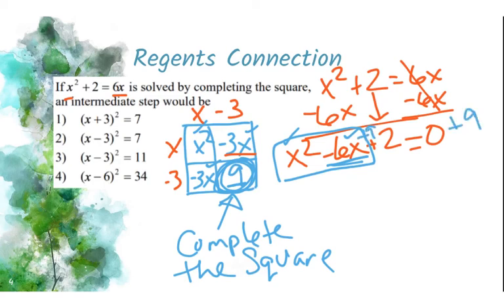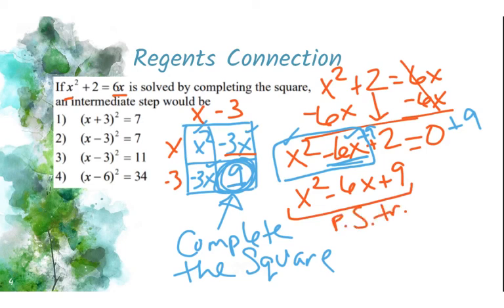A lot of people want to then say 9 plus 2, but I'm not doing that. I'm keeping the perfect square trinomial separate. So let me just write that out. X squared minus 6x plus 9. Look at that, I got my perfect square trinomial. And now I'm going to just combine everything else. So I've got plus 2 equals, and 0 plus 9 is 9. So these two are separate from my perfect square trinomial.